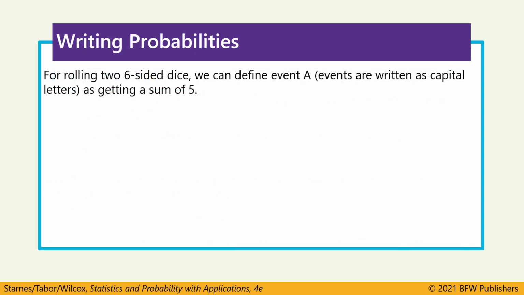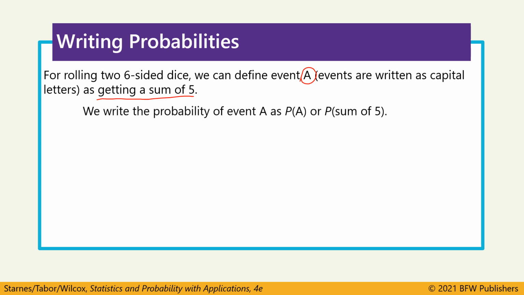So let's say we want to find the probability of event A, which we're defining as getting a sum of 5 when we roll these two six-sided dice. When we talk about events, we usually define them with capital letters. We would write it as P with A inside parentheses, or we could just write what we're finding: the probability that we get a sum of 5, or that we satisfy event A, which is defined up here.